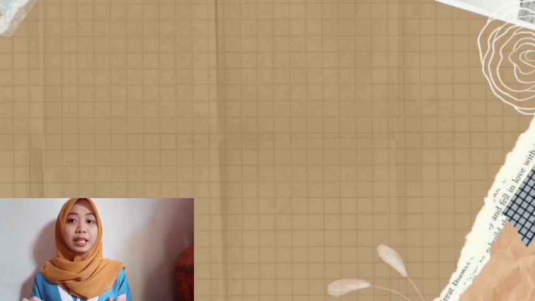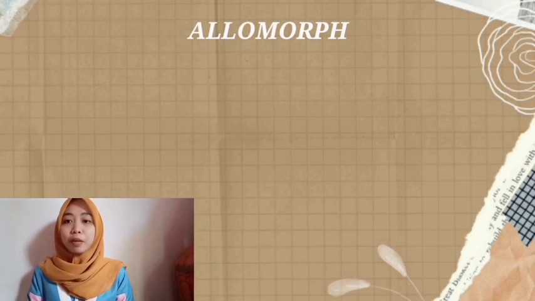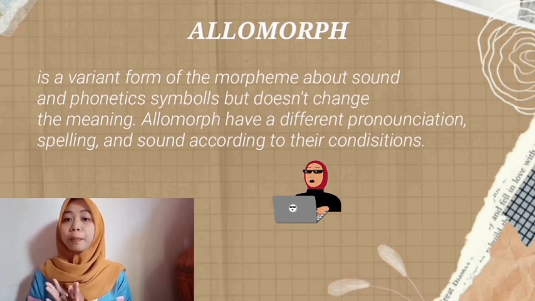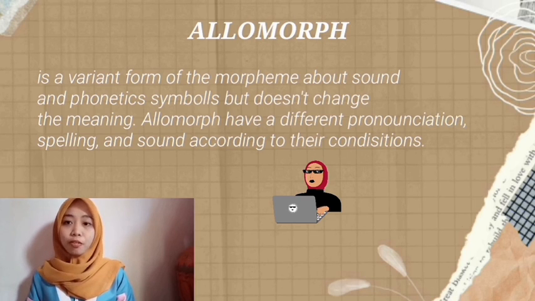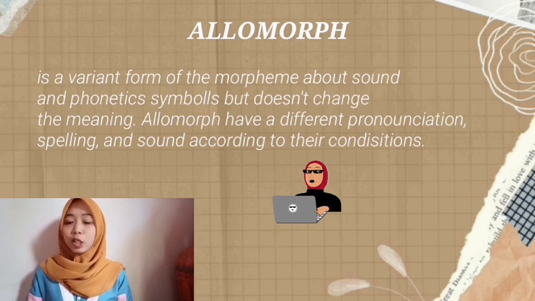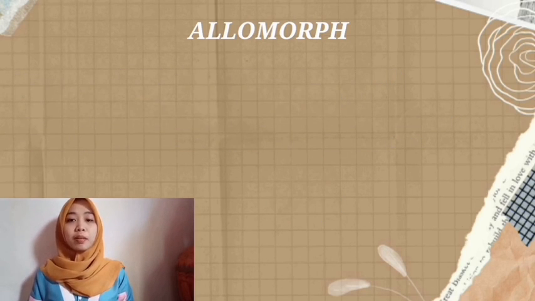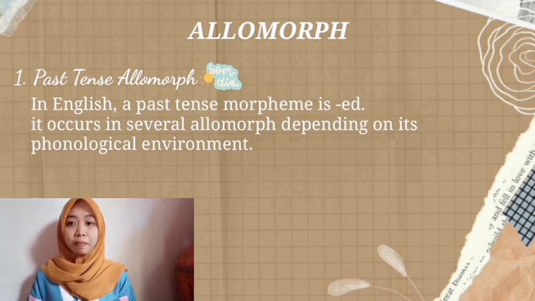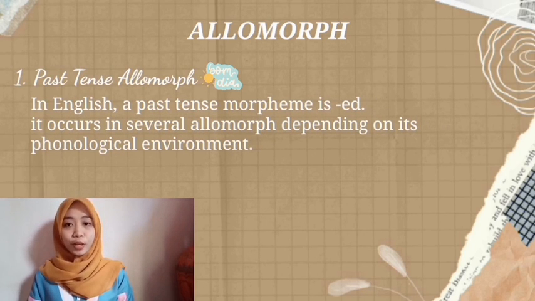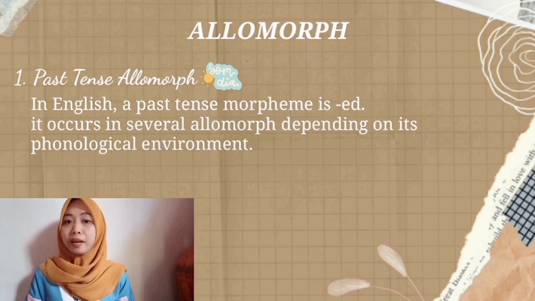The next material is about allomorph. Allomorph is a variant form of the morpheme in terms of sound and phonetic symbol, but it doesn't change the meaning. Allomorphs have a different pronunciation, spelling, and sound according to their condition. Allomorph consists of, first, past tense allomorph. In English, a past tense morpheme is ed. It occurs in several allomorphs depending on its phonological environment.